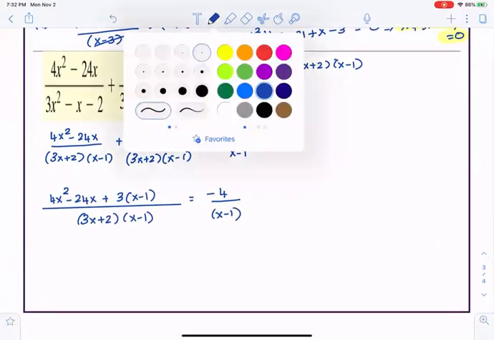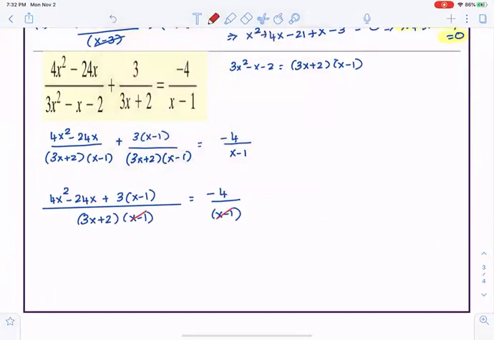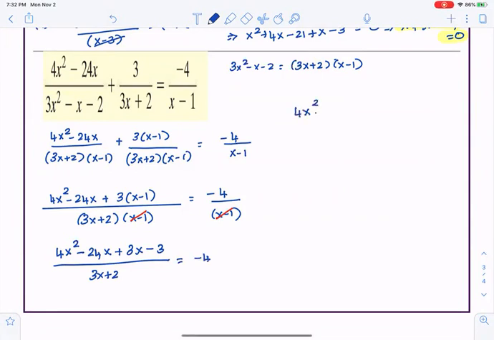So the x minus 1 can get cancelled, which would mean I have 4x squared minus 24x, distribute the 3x minus 3 divided by 3x plus 2 equals -4. So we have 4x squared minus 21x minus 3 divided by 3x plus 2 would equal negative 4.